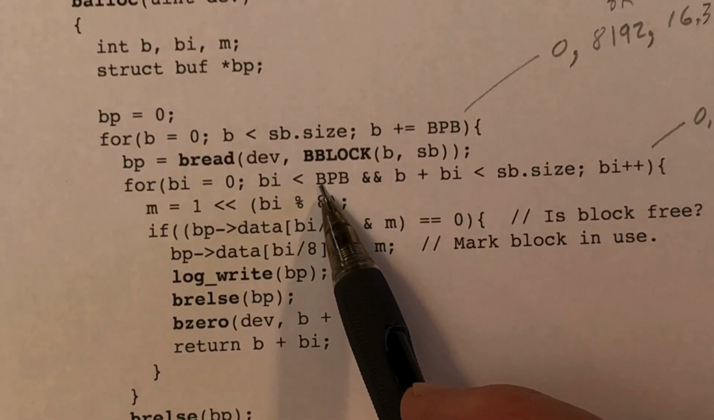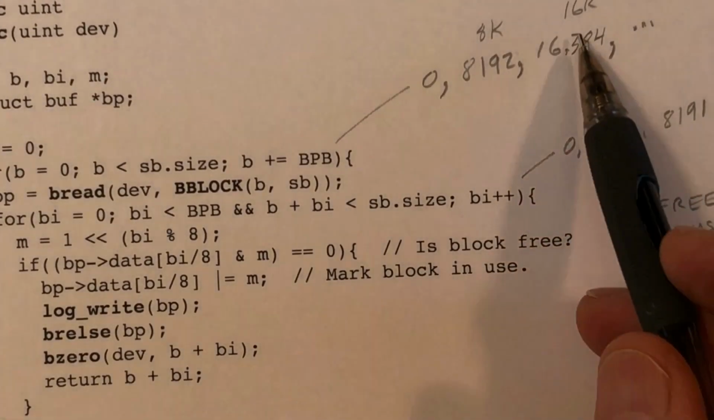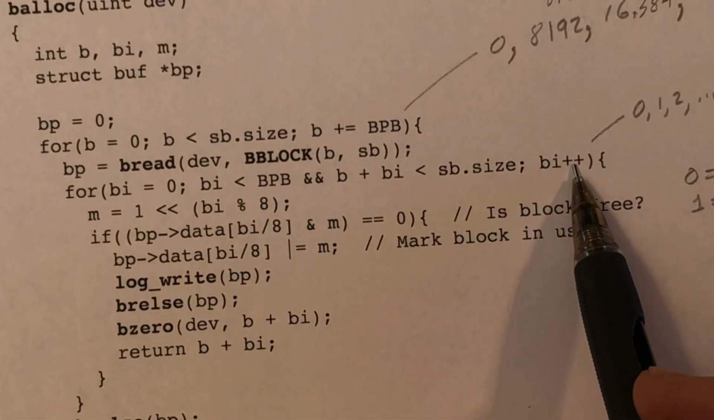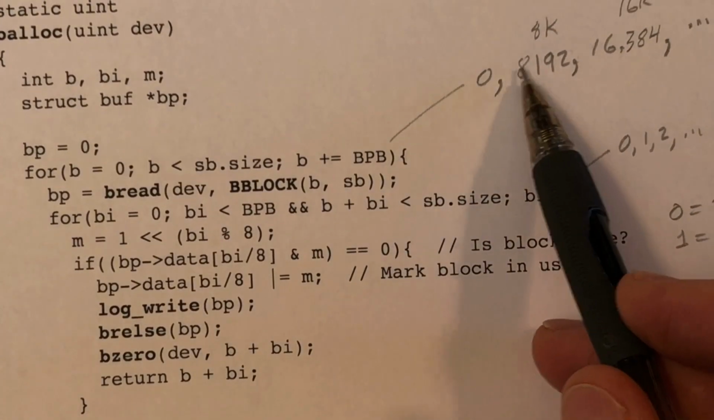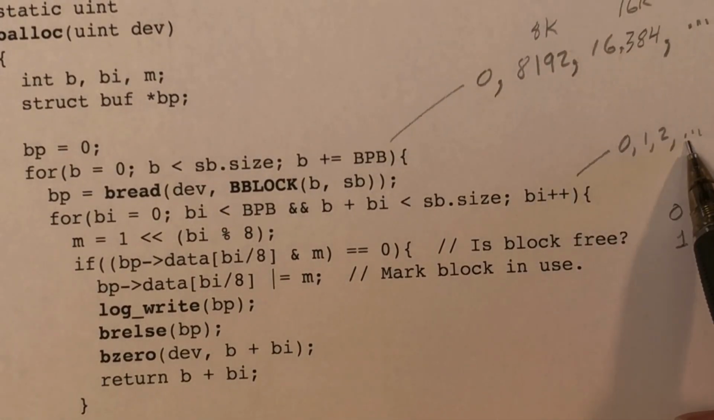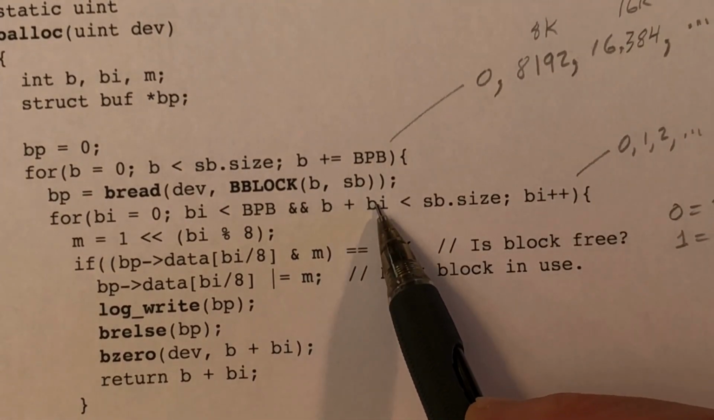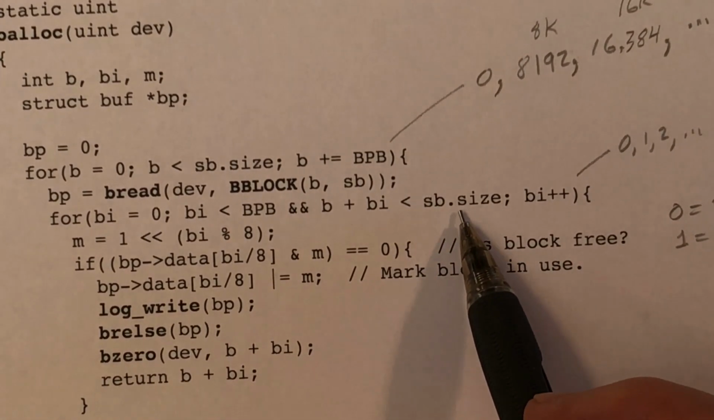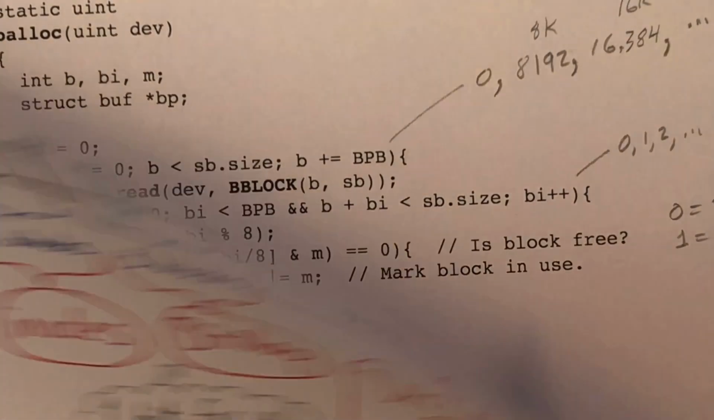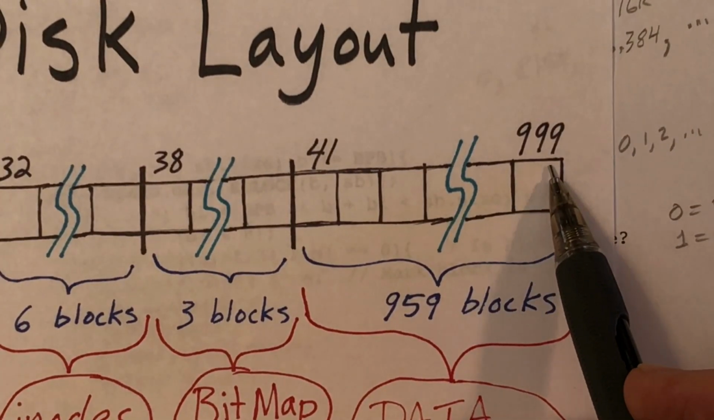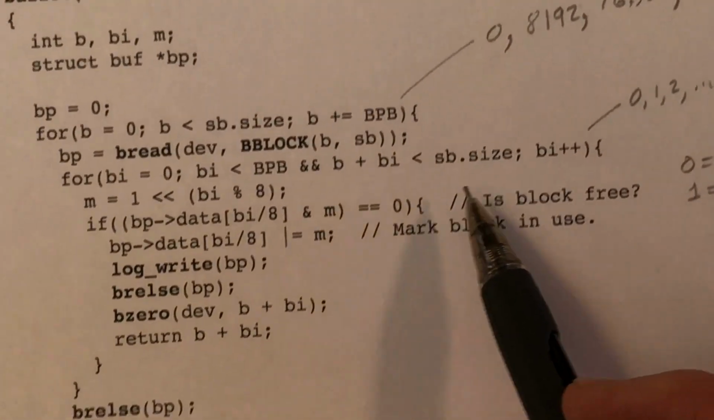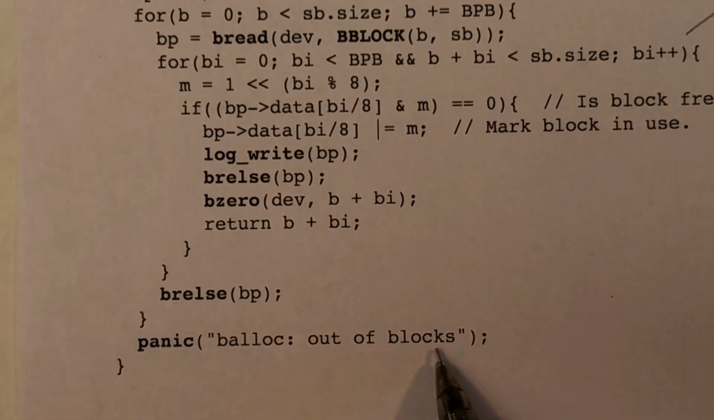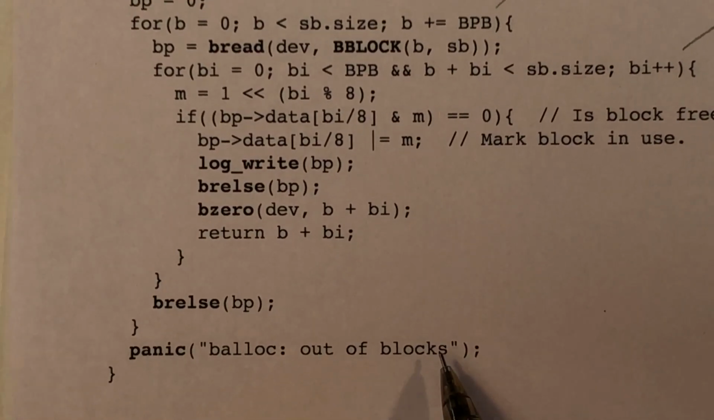So it goes from 0 up to 8191. That's this loop index here. It's incremented by 1. However, the actual bit that we're looking at is this number plus the index within the block, and that's b plus bi. And of course, we also stop if we hit the size of the disk. If we search through all of the bits in the bitmap up to, in this case, only 1,000 blocks, and we reach this point without finding anything, then we immediately abort, and that causes us to panic and say that we're out of blocks, that the disk is full, there are no free blocks.